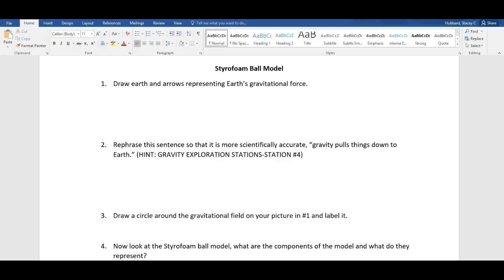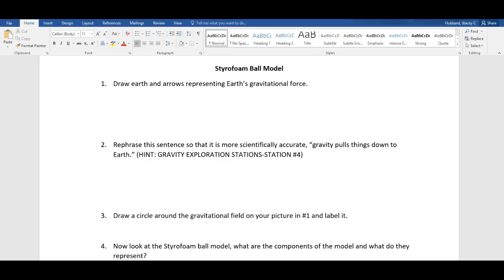All right, for those of you who did not get to do the styrofoam ball model with me, I'm doing a video to help you get through it so that you can have it done for your work plan. Before we started looking at the model, you should be on the sheet, and number 1 says draw Earth and arrows representing Earth's gravitational force. So that's just a review.